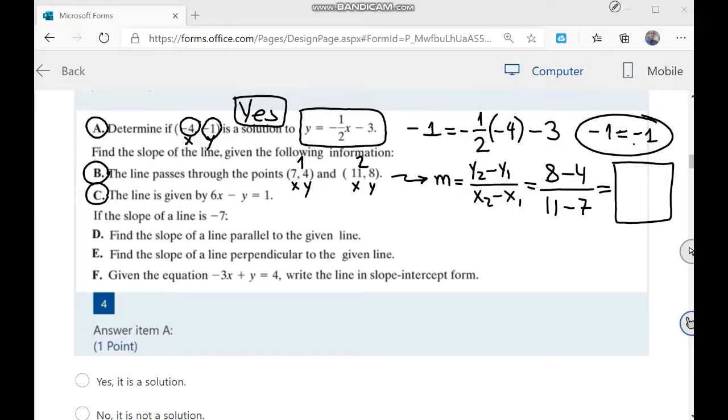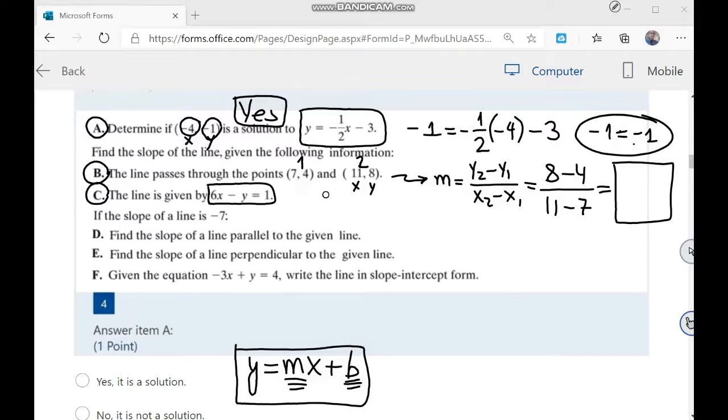Again, find the slope. The line is given by 6x minus y equals 1. To find the slope of this equation, you need to rearrange, or change a little bit the equation and make it look like the slope-intercept form. The slope-intercept form is y equals mx plus b, because you know that m is the slope, and b is the y-intercept. We're trying to find the slope. So let's rearrange this equation. If we apply the addition property, we can find y equals 6x minus 1. That means m equals 6, and m is the slope, so the answer is 6. Let us see.